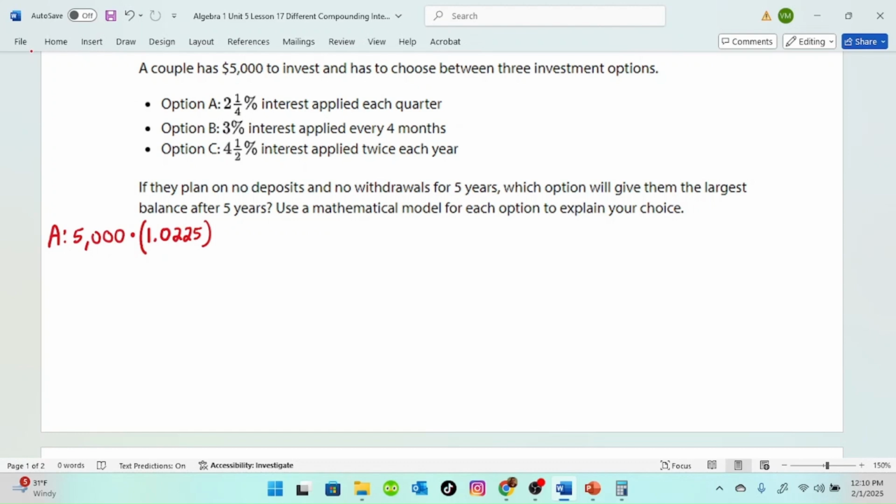Now, this is going to be applied each quarter. So that means it's going to happen 4 times per year. But we see that this is going to be for 5 years. So we're going to multiply that 4 times per year times 5 years for a total of 20 times. So the exponent here is going to be 20.